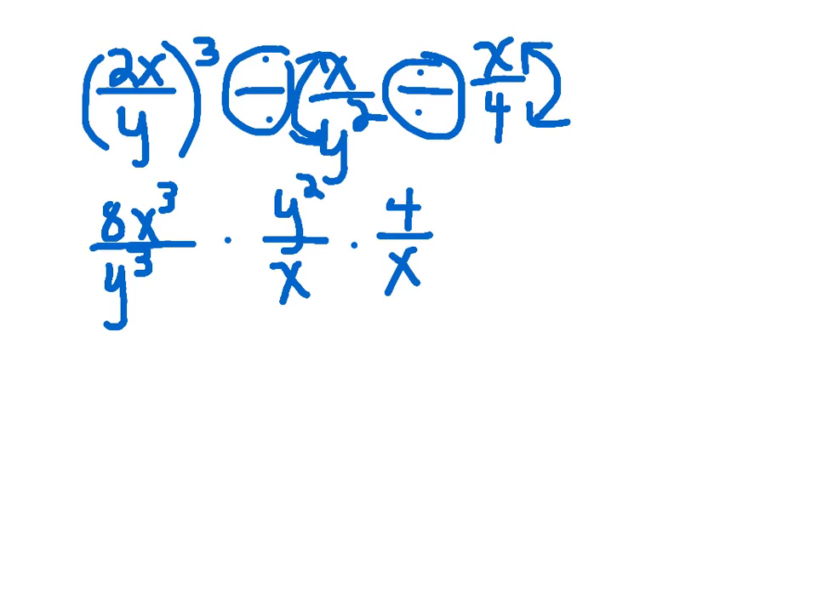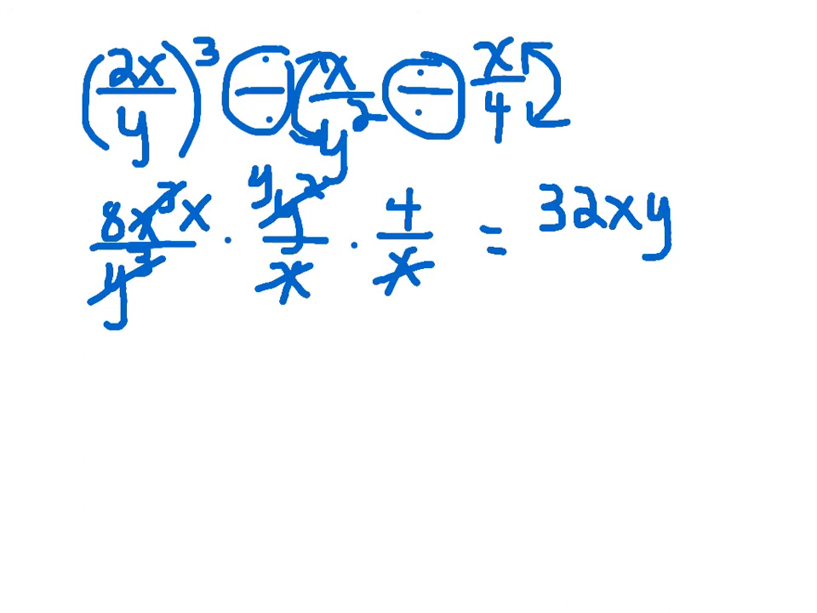Now it's simply a matter of multiplying across, canceling things out. I have x to the third here. I've got 2 here, so that's going to leave me with x. I've got y to the third and y squared here, leaving me with y. So when I multiply straight across, I get 32xy. So, as with arithmetic, if you know how to multiply, you also know how to divide.